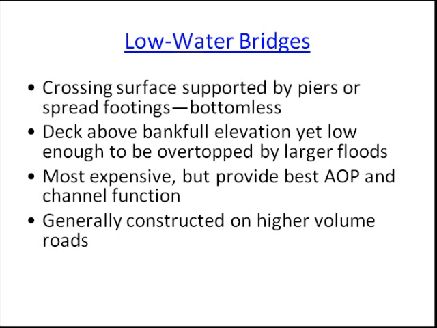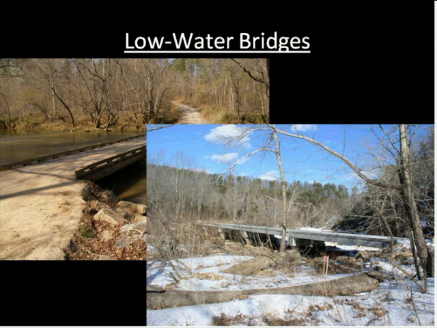However, because they're intended to be overtopped by high flows, railing designs can be tricky because of the need to balance regulatory height with passing debris. Here's a couple of examples of low water bridges. This one's in Montgomery County, North Carolina, and concrete footings support steel I-beams that support the single lane road.